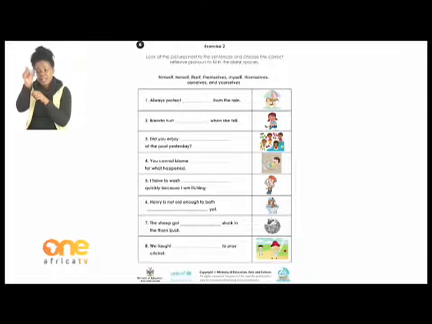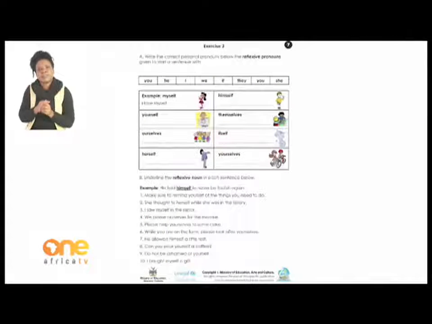I'll do one example for you. Always protect yourselves from the rain. Always protect yourself from the rain. That is number 1. Moving on to page 7. On page 7, the instruction says, write the correct personal pronouns below the reflexive pronouns given to start a sentence with.